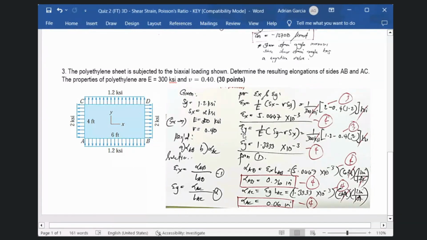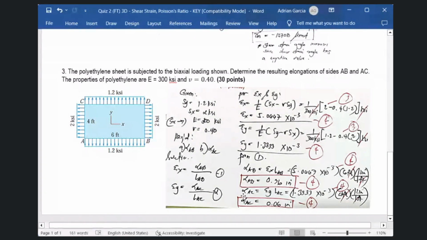Tapos, meron ka ng strain, meron ka pa ang original length, you will now get the elongation at AB. That is just strain at X, original length at AB, equal to 5.0667 times 10 to the negative 3, multiplied by 6, multiplied by 12. Kasi ang gusto natin kapag elongation in basic unit, which is inches. Makukuha mo sa elongation at AB is 0.36 inches.